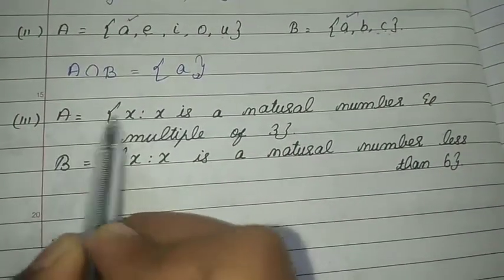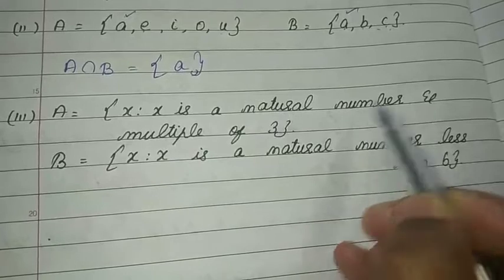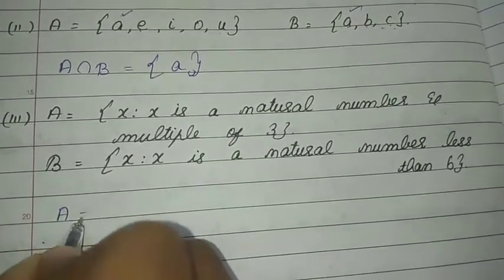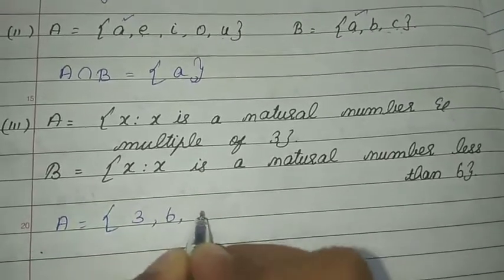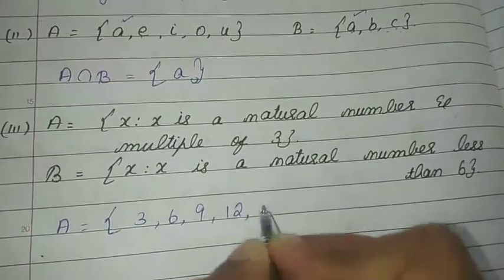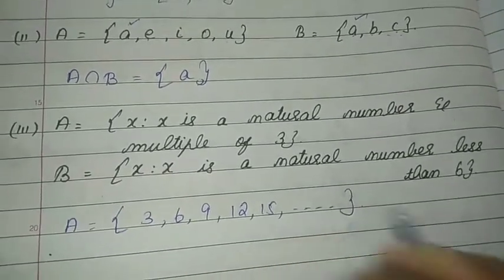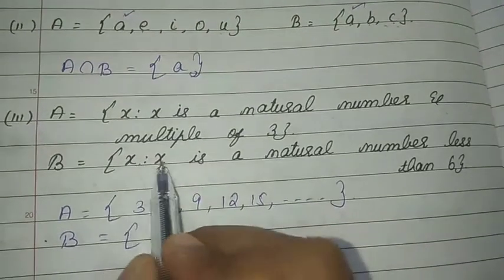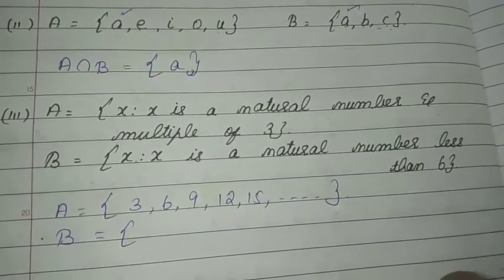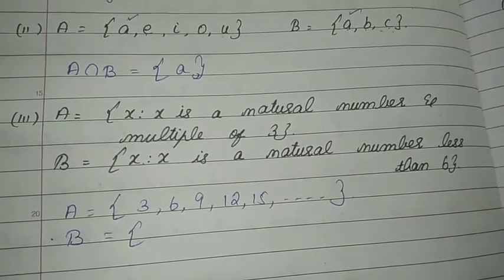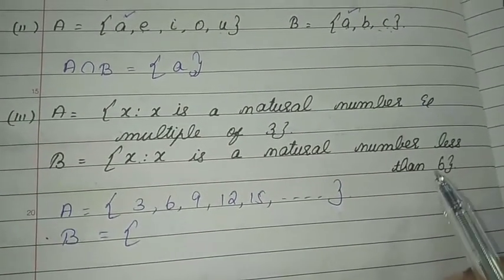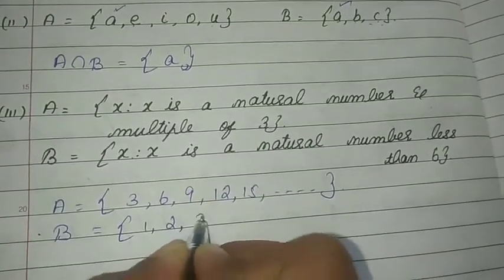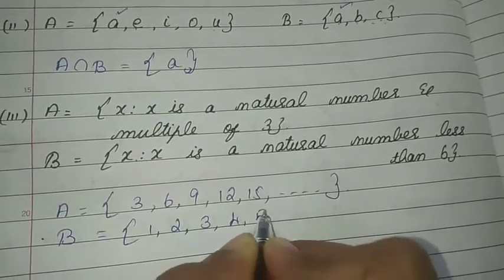Subdivision 3, A is equal to {x such that x is a natural number and multiple of 3}. It means A is equal to {3, 6, 9, 12, 15, etc.}. It keeps on going. Okay. So next subdivision, B is equal to {x such that x is a natural number less than 6}. Natural numbers start from 1, 2, 3, etc. Since it is less than 6 alone, I will write only till 5: 1, 2, 3, 4 and 5.